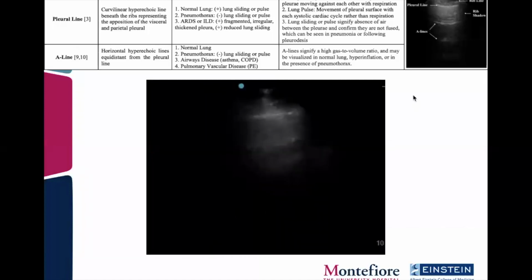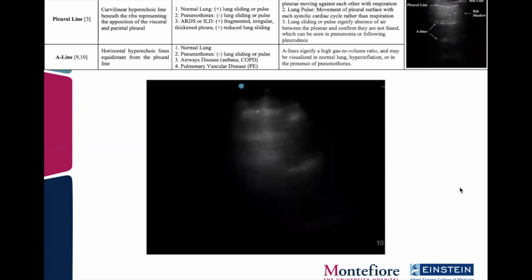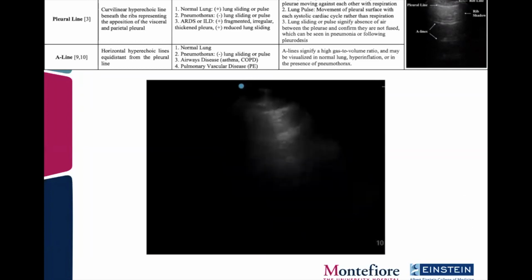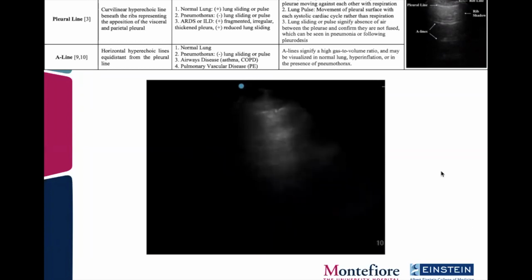Moving on from the pleural line, let's talk about A lines, which are defined as these horizontal hyperechoic lines that are equidistant from the pleural line and each other. Presence of A lines signify a high gas to volume ratio, so well aerated lung. But in the context of acute respiratory failure, just seeing A lines doesn't mean that the lungs are completely normal. It could mean that there's significant airways disease, such as asthma or COPD.